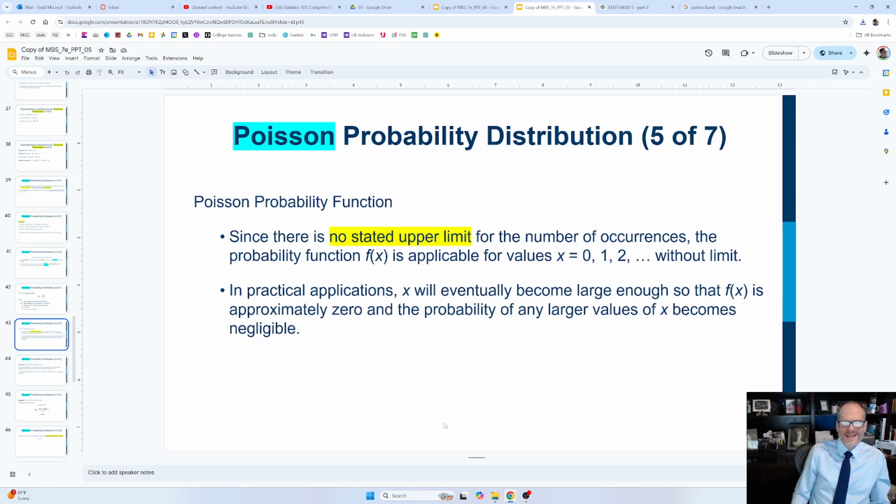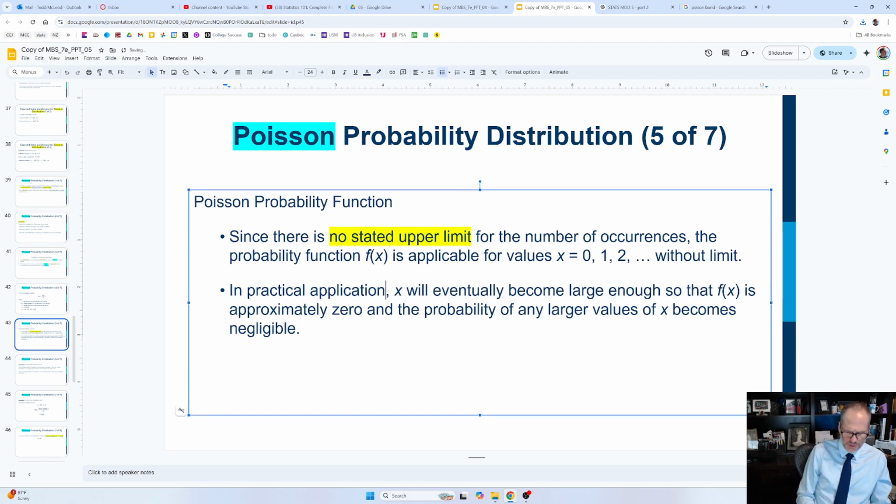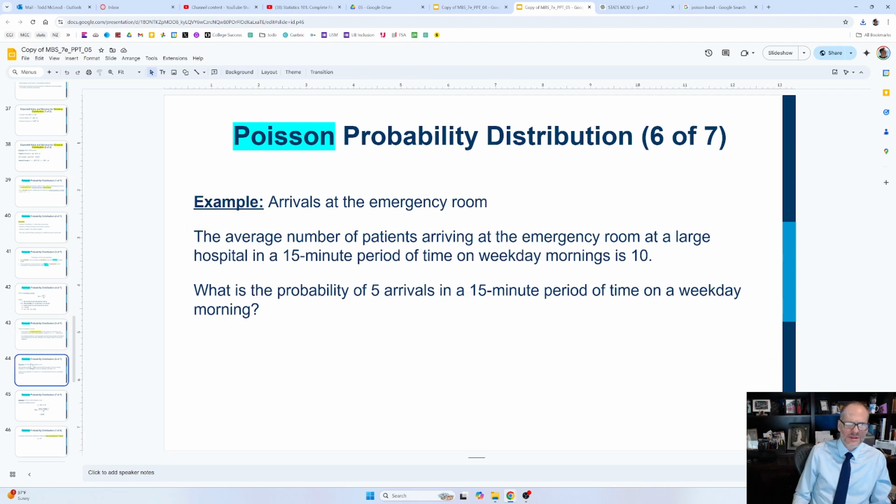Since there's no stated upper limit for the number of occurrences, the probability function is applicable for values from 0 on up without limit. In practical application, x will eventually become large enough so that f(x) is approximately 0, and the probability of any larger values of x becomes negligible. Here's an example: arrivals at the emergency room.